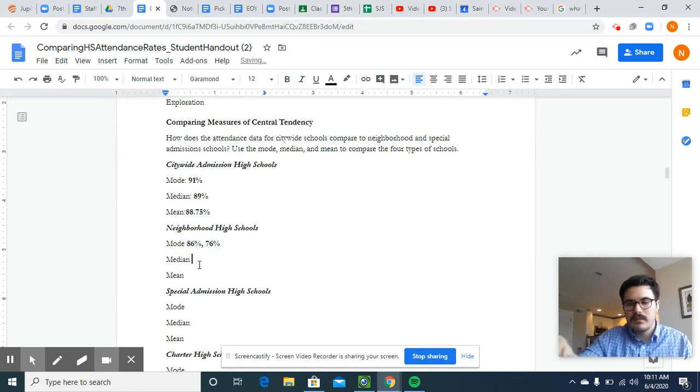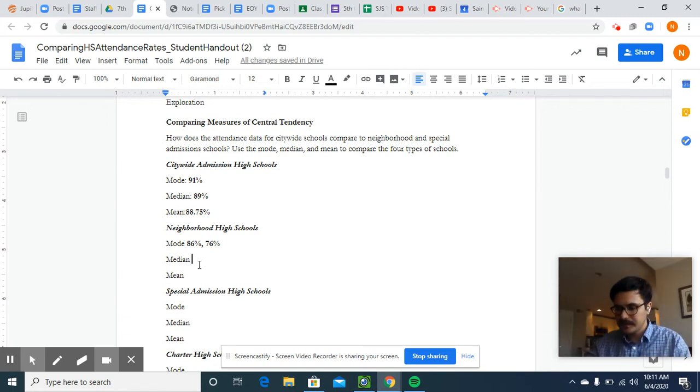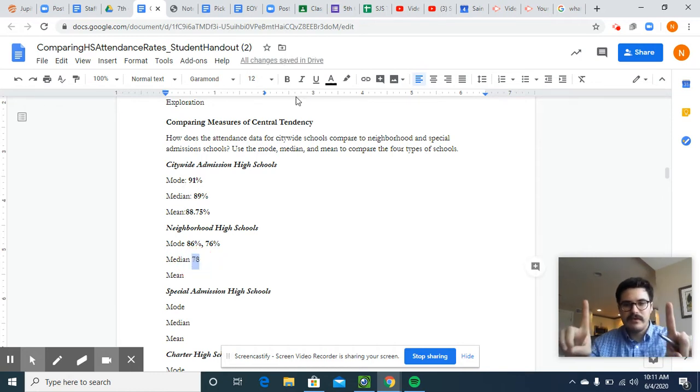The median. Remember, you're just cutting the data in half over and over again until you meet in the middle. So I'm starting at the end: 1, 1, 2, 2, 3, 4, 4, 5, 5. And the median turns out to be 78%. Again, I just put my fingers on the highest number and the lowest number and counted in until I got to the middle. My fingers met.